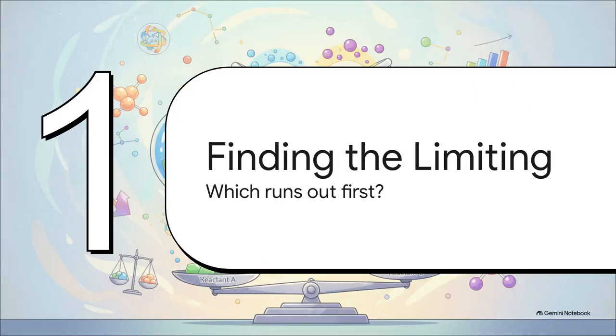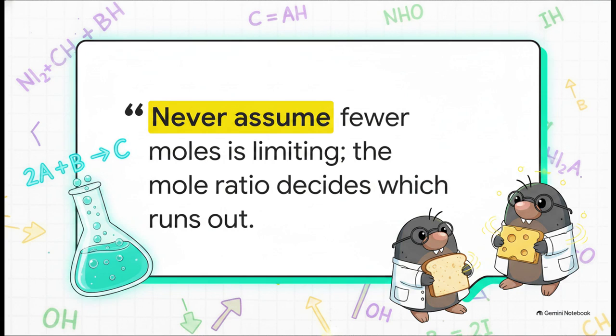All right, section 3, finding the limiting reactant. Now, you absolutely have to remember this golden rule. Never assume the reactant with fewer moles is limiting. The mole ratio from the balanced equation decides which one runs out first. Honestly, this is a massive trap for AP chemistry students. You have to use the balanced equation's coefficients.